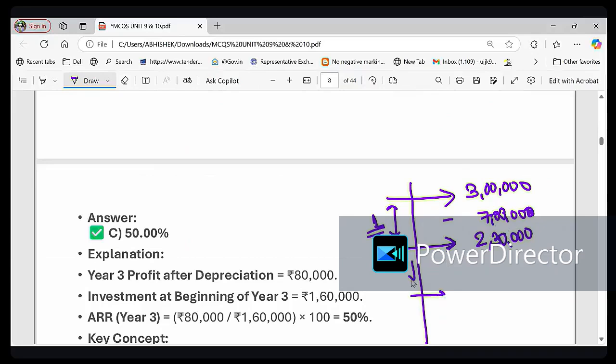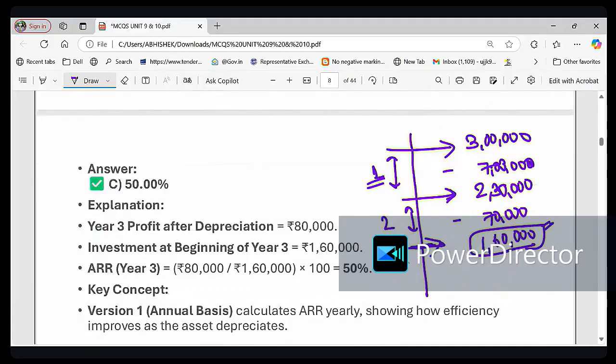Now year number 2, how much is the depreciation? 70,000. Just subtract the 70,000. How much is it? 1,60,000. So you can see at the end of year number 2, the investment value is 1,60,000. Or we can also call it, at the beginning of year number 3, the investment value is 1,60,000. Now is it clear why we have taken 1,60,000?